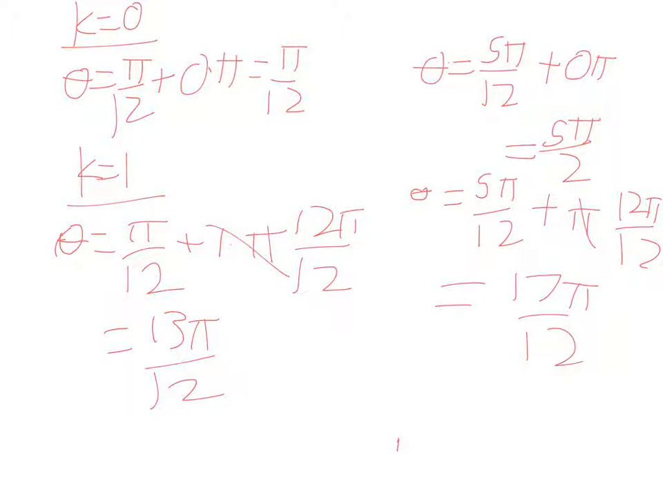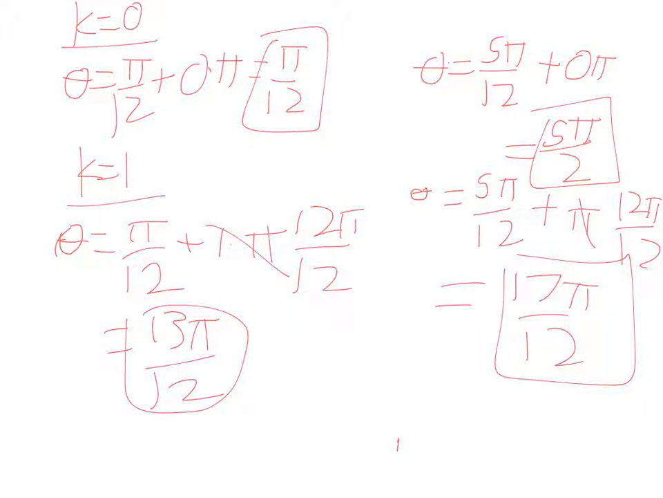And since we want to limit it to 0 to 2 pi, you keep going with values of k for both equations till you get angles that are more than 2 pi. So remember, since the denominator is 12, you'd keep going until you got angles that were more than 24 pi over 12.